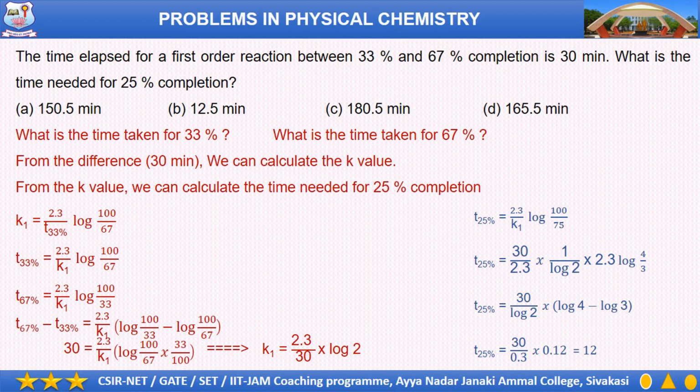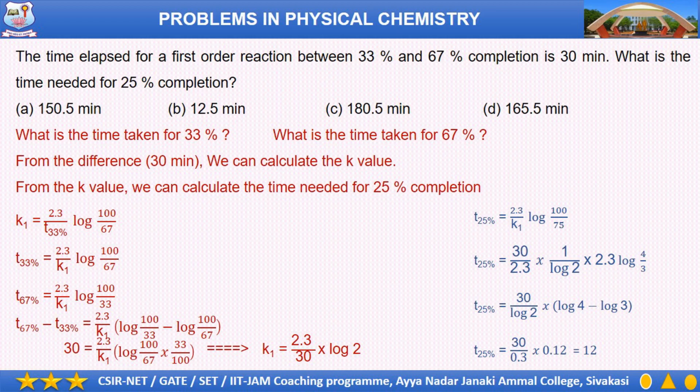Can you now find out what the K value is? Now you have arrived at the K value. K1 is equal to how much? It is 2.3 by 30 into log 2. Keep it as such. It is not necessary to calculate other things. Okay?